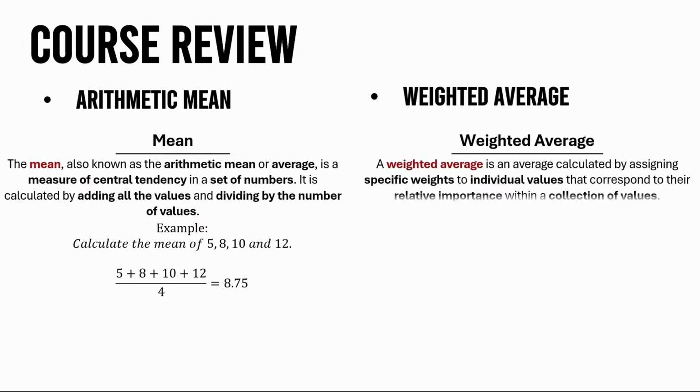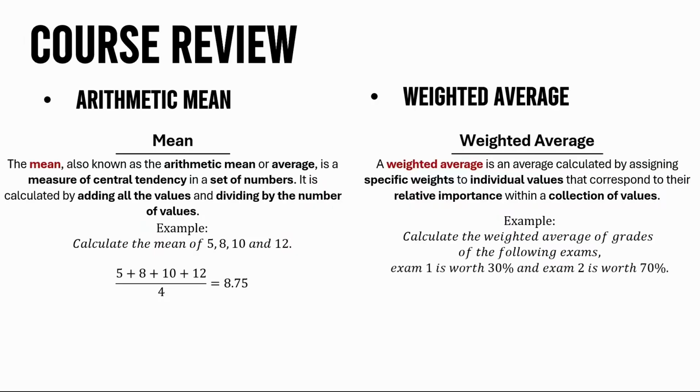Arithmetic mean and weighted average. Arithmetic mean, the sum of the values divided by the number of values. Weighted average. Multiply each value by its weight. Sum those products. Then divide by the total weight. Useful when some parts count more than others.